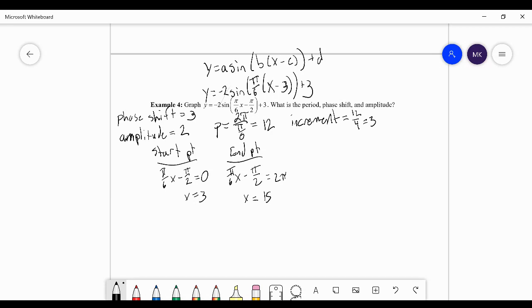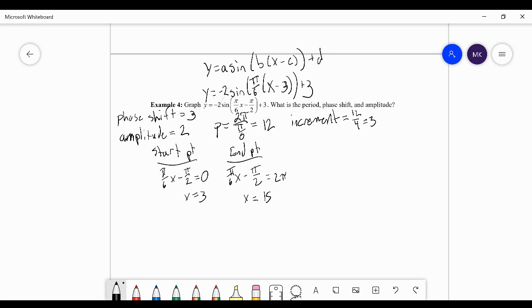Now, for those of you who are thinking, why do I have to do these start and end point equations every time? You don't, absolutely not. There are some really cool things we can do. We can combine two pieces and identify our start and end point. We can use the phase shift along with the period of our function to identify the start and end point.